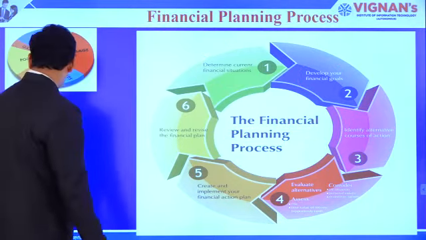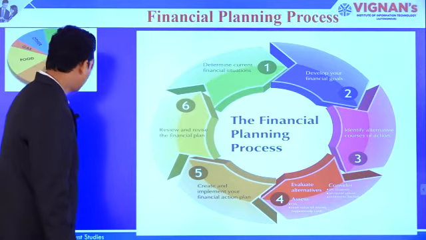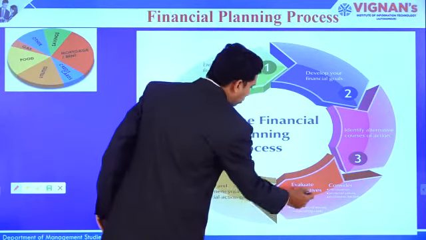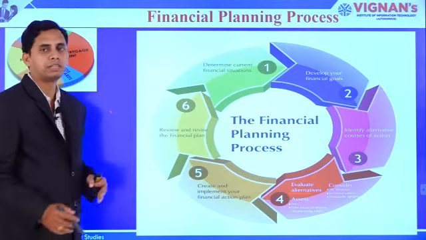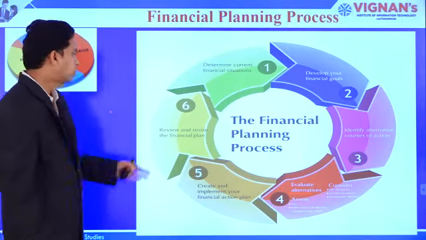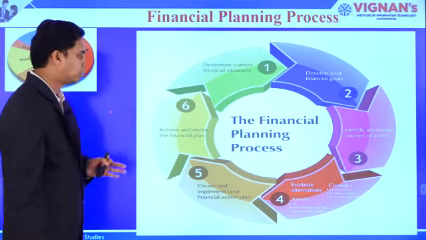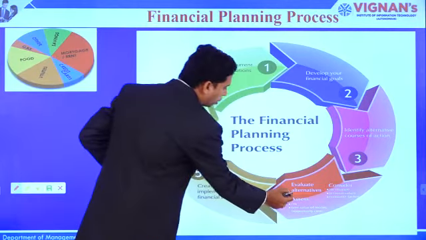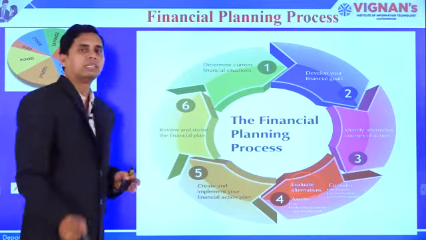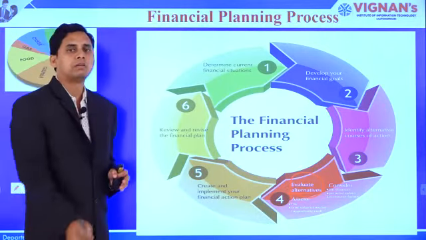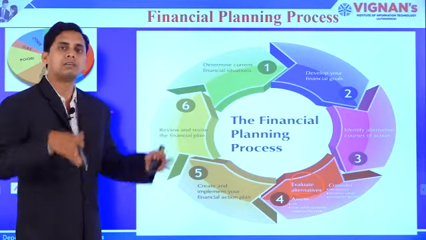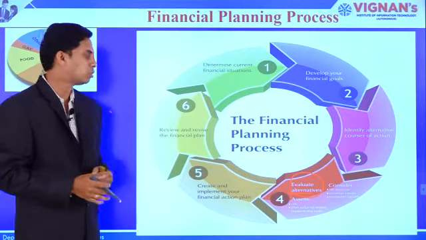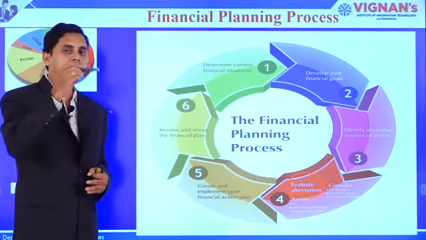And the next one is evaluating the alternatives. Now we have discussed the different alternatives we have for retirement savings. So what is the best alternative? We have to evaluate the alternatives. Whether equity investment is best, or debt equity investment is best, or infrastructure bonds are best, or gold investment is best. We have to evaluate each and every one.